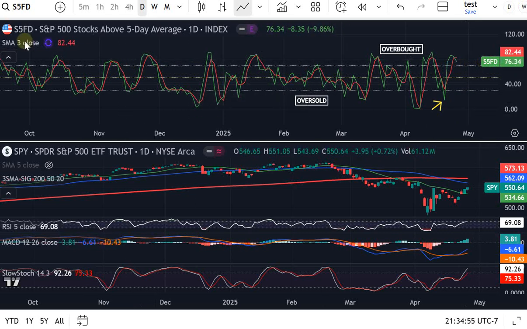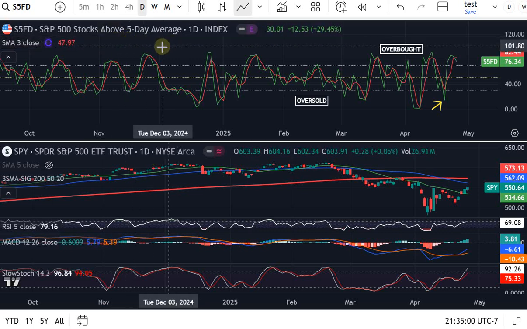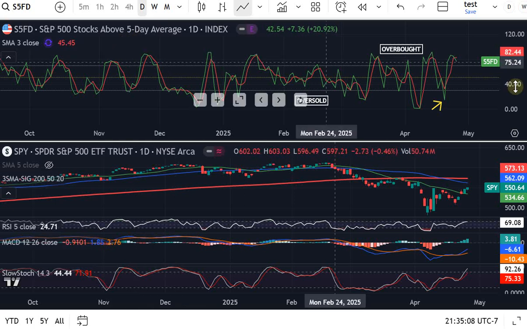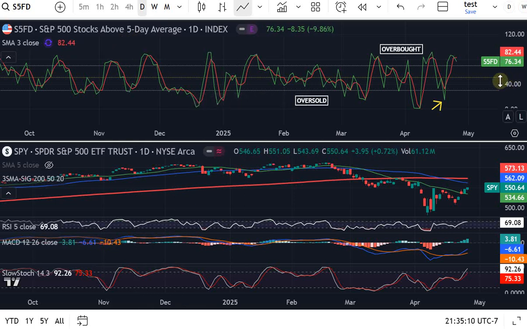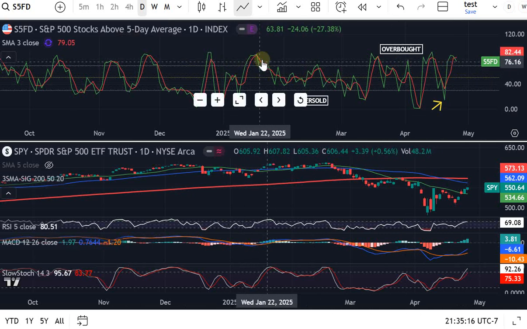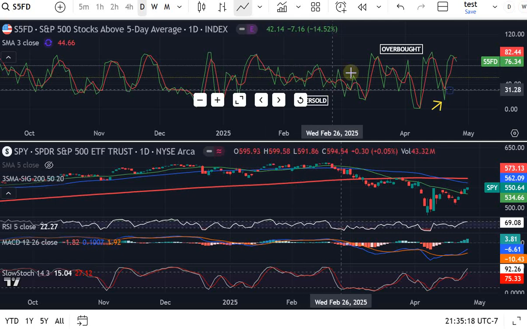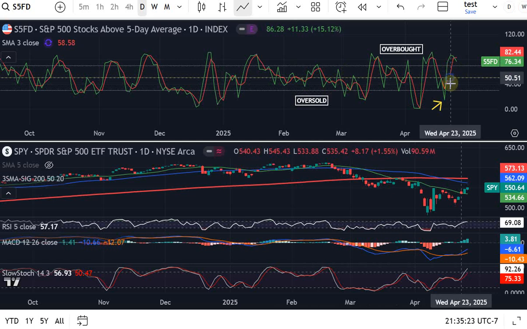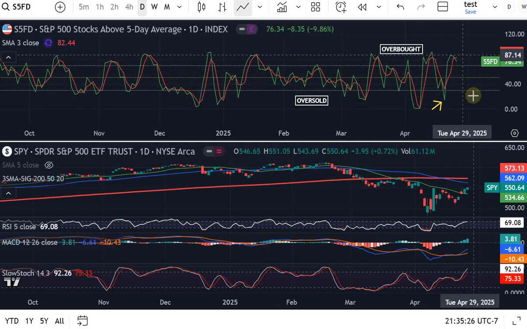The top chart is the S&P 500 stocks that are above the 5-day average. So right now it's basically saying that 76% of all the S&P 500 stocks are above the 5-day moving average. And the way I use this is, normally they're candles, I convert these over to lines and then throw in a 3-day simple moving average, which is the red. And I look for the crossovers above the 70 and also crossovers below the 30 line.